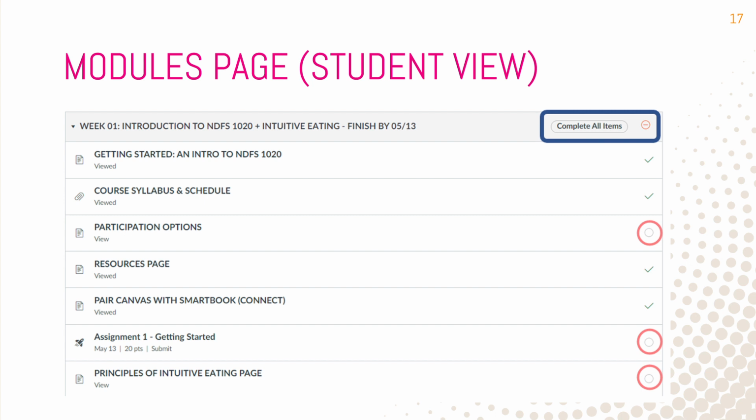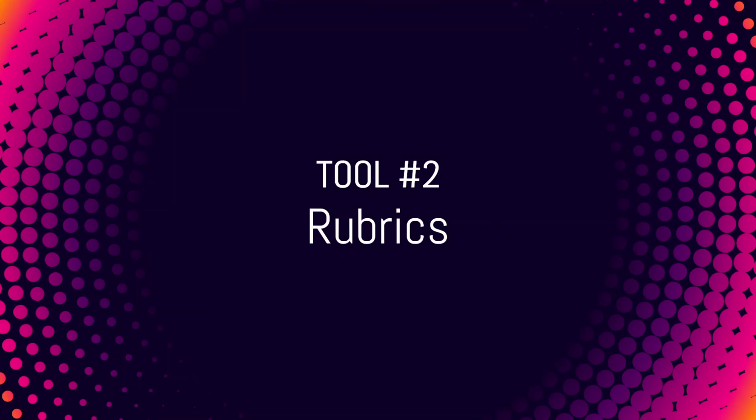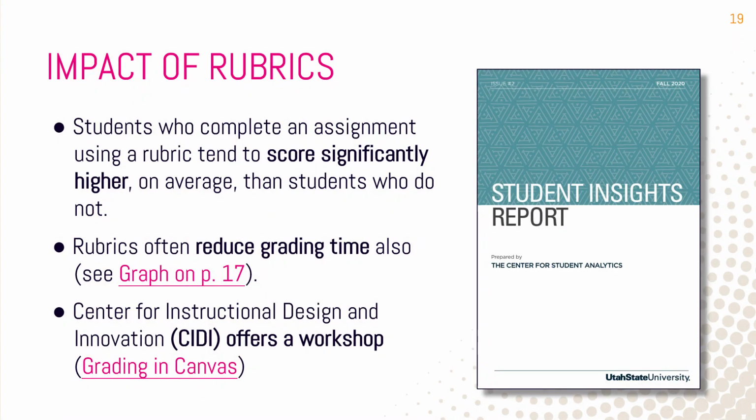I like this better than their to-do list on Canvas, and so I always encourage students to go to the modules page in my course instead of using calendar or to-do list. With rubrics, this Insights report said students who complete an assignment using a rubric tend to score significantly higher on average than students who don't.